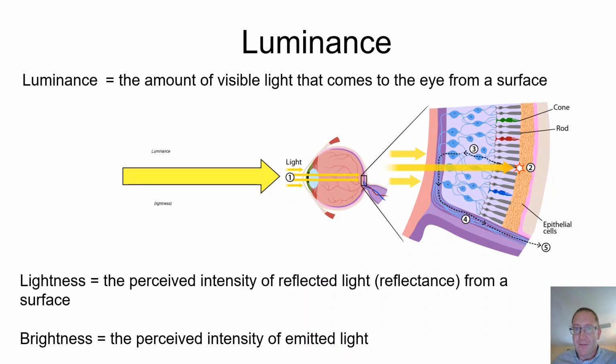So for a computer screen, a lot of times it's brightness because you have an LED light in the back, pushing the light out towards you. But if you're looking at a piece of paper, it's lightness.